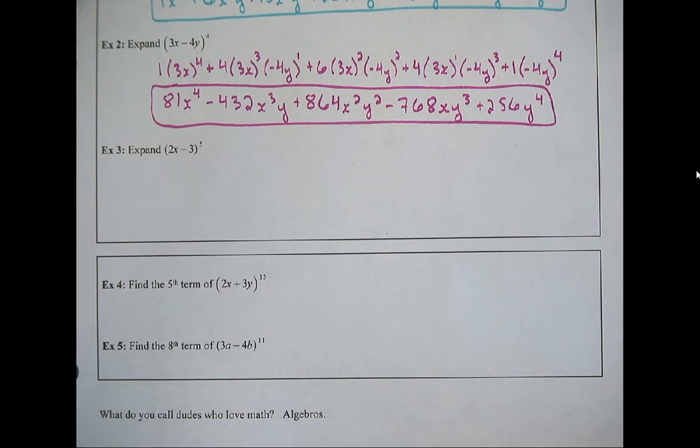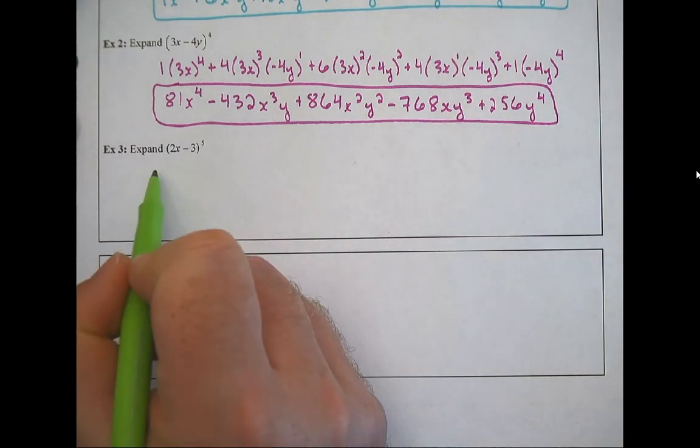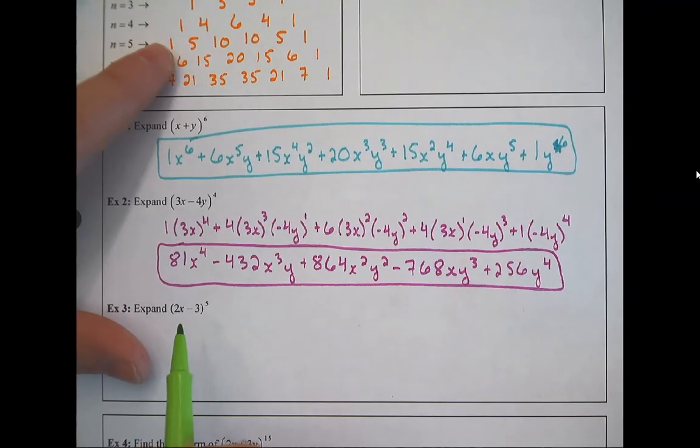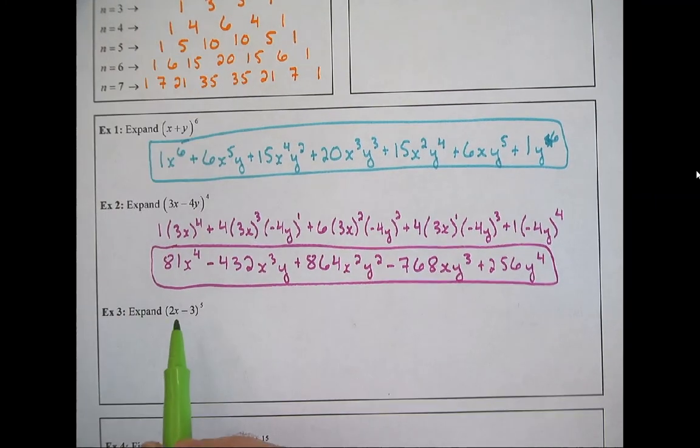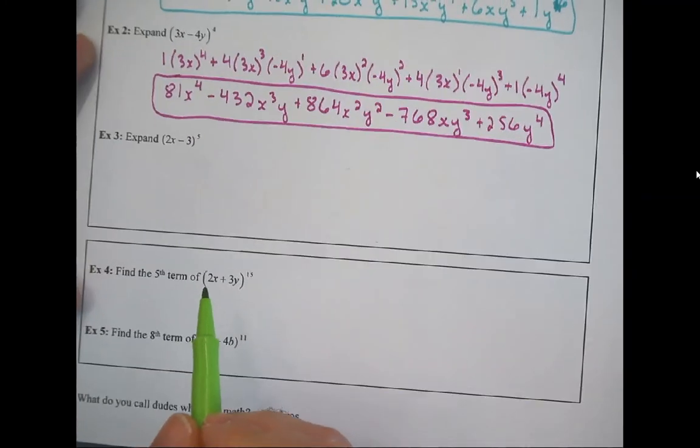I'm going to encourage you to pause here and try to do example 3 on your own. All right, let's see how you did. So I'm going to the fifth row. So that's 1, 5, 10, 10, 5, 1. I'm going to scoot that up so you can see better down here.